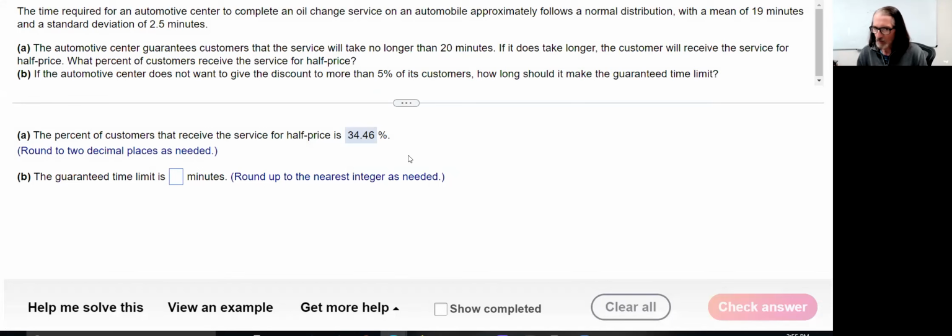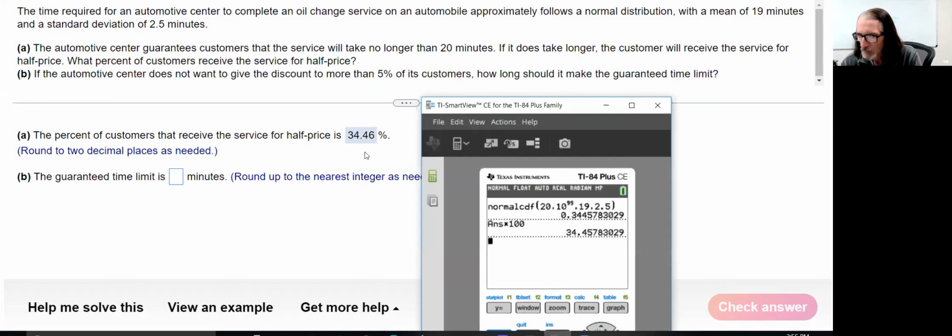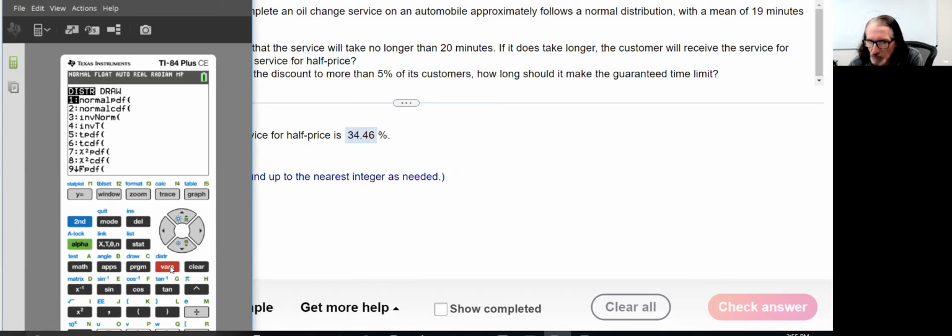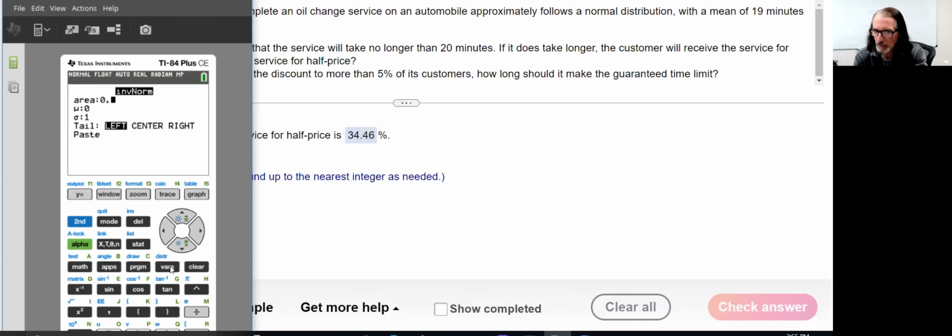Guaranteed time limit is what? So in part B, if the automotive center does not want to give the discount to more than 5%, one option is have that area, instead of being 0.3446, make that 0.05, which is what the 5% is equal to. Go to inverse normal and put in 0.05.